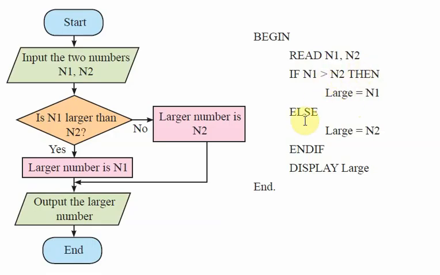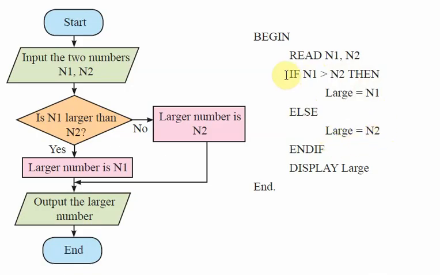Else mean what? Else mean n1 is not greater, then n2 only is greater, no? So therefore we are telling, if this condition is met, do this. Else, if not this condition, then the other condition is n2 is large, no? So we say large equal n2.